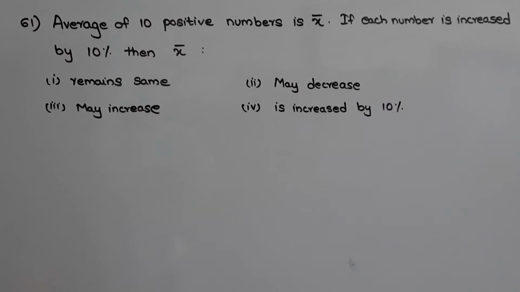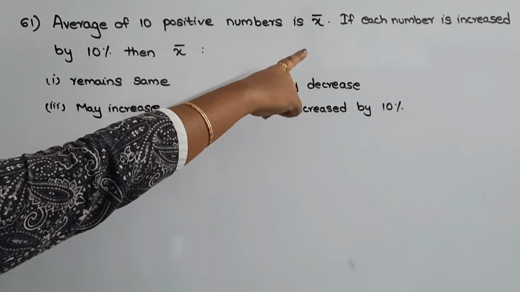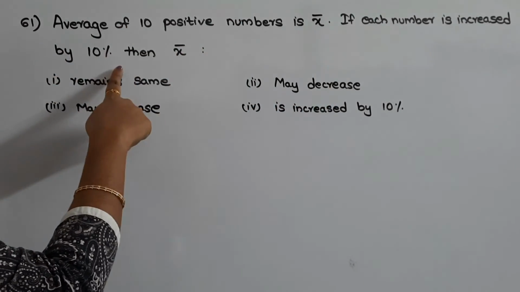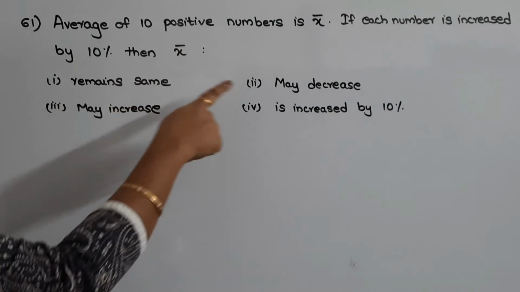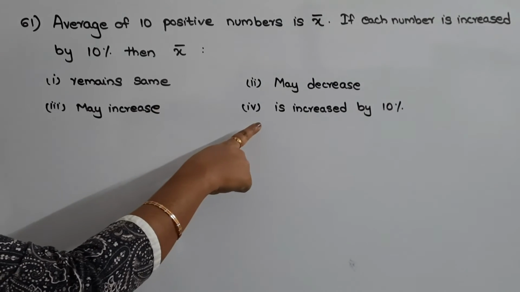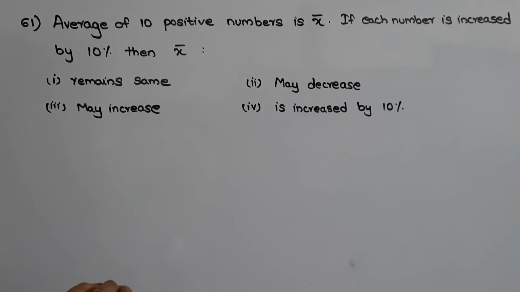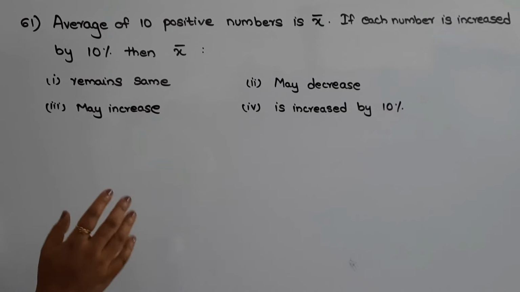The next question is, average of 10 positive numbers is X. If each number is increased by 10%, then X will be. First option is remain same, second option is may decrease, third option is may increase, and the fourth option is increase by 10%. This type of questions we have already explained in the previous episode.